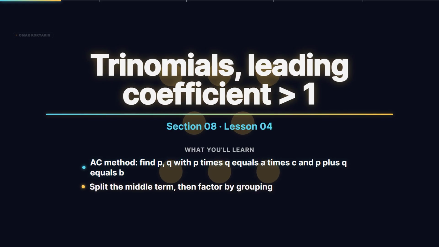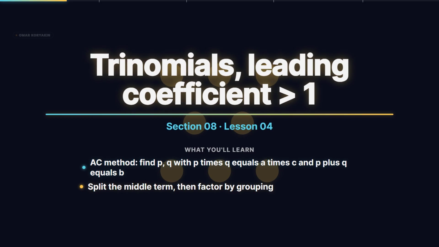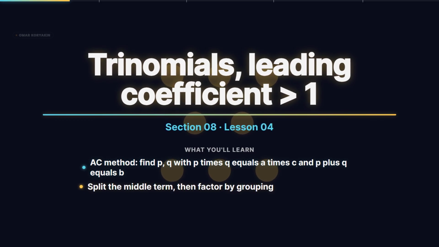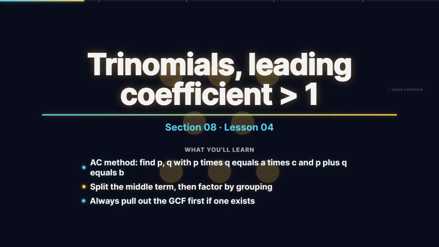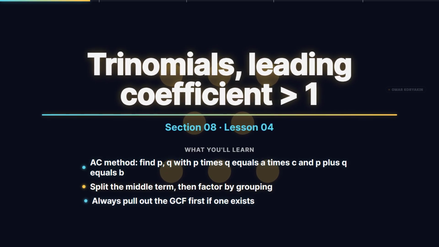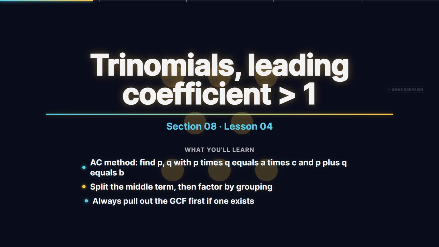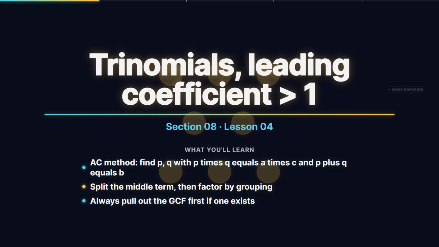The procedure works for every trinomial with integer coefficients, including those with negative middle terms or negative constants. Sign rules carry through exactly the way they do in the simpler leading coefficient 1 case, just applied to the new product a times c instead of just c. Today's two examples cover the clean positive case and a mixed sign case. The third demonstration shows that pulling out the greatest common factor before applying the AC method always makes the work easier and sometimes makes it unnecessary.